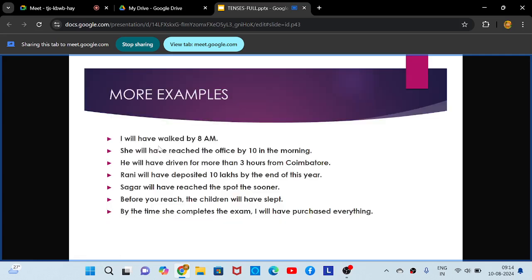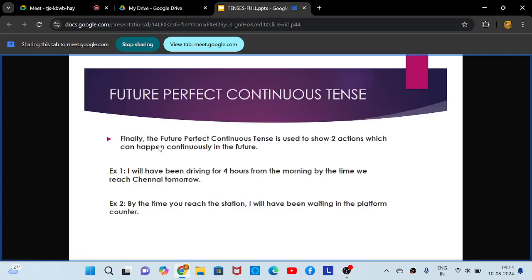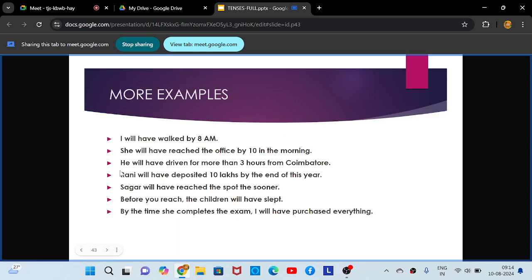Now moving to the last tense, that is future perfect continuous tense. So before that, let me read some examples for you. In future perfect tense, I will have walked by 8 a.m. So here I plus will have plus walked, and by 8 a.m. is the object. So here you can understand that I started walking some 10 or 15 minutes back. I am still walking, but I will complete walking by 8 a.m. So I will have walked by 8 a.m.